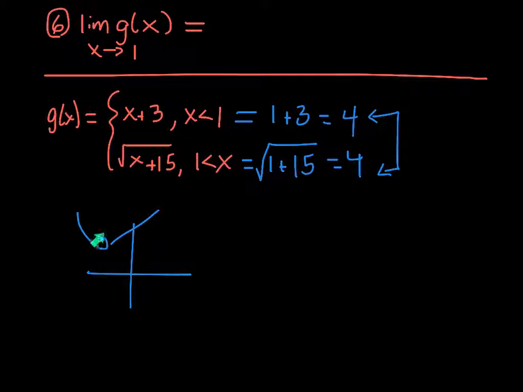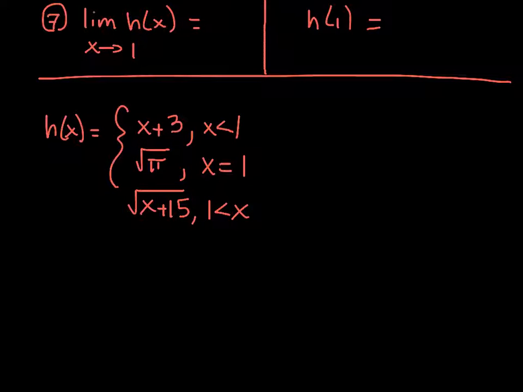It just means we're going to have a hole here because we don't have an actual value of 1 included in either of these domains. Okay? So, going back to it, then, our answer here would just be 4. All right, so let's look at number 7.